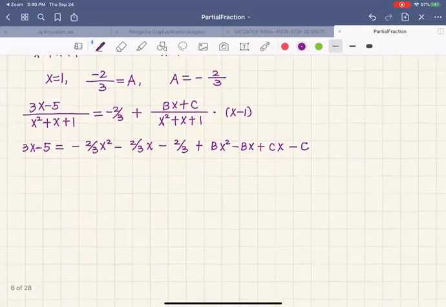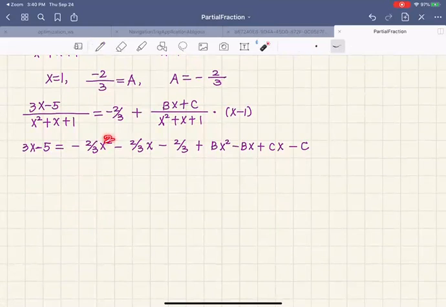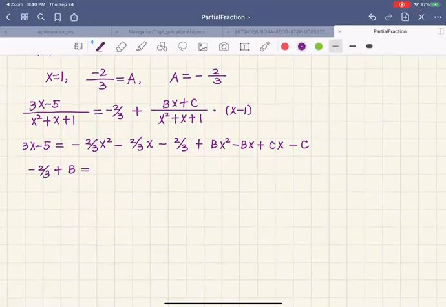Now, we are going to compare each different order, okay? This guy with this guy, that means negative 2 over 3 plus b equals 0, right? Okay, so we take care of this term.